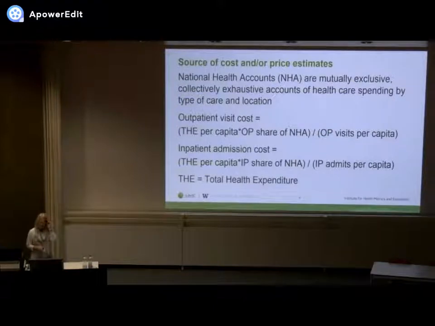The source of our estimates, if you had come to my talk at iHEA in Boston, we use national health accounts, which are mutually exclusive, collectively exhaustive accounts of healthcare spending by type of care and by location, and estimated the share of total health expenditure on outpatient visits for all 195 countries. Then we multiply total health expenditure times the share, and then divide that by outpatient visits per capita, and do the same for inpatient admissions.